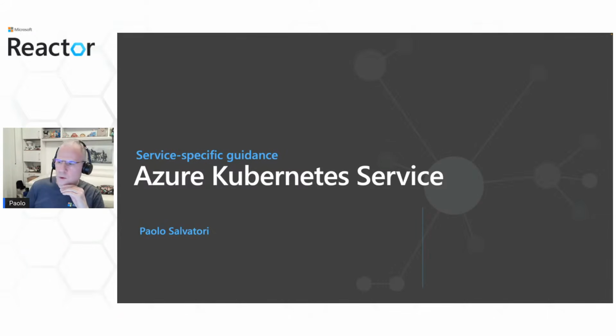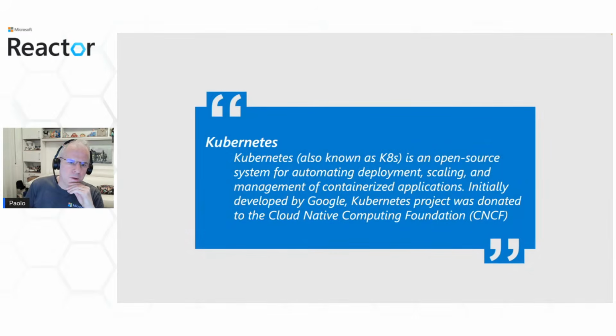By now, everyone should know what it is. Can you go to the next slide, please? So everyone knows what Kubernetes is today. Kubernetes is a very successful system for hosting applications. It is extensively used by customers. So what is Kubernetes? Kubernetes is an open source orchestrator for automating deployment, scaling, and management and monitoring of containerized applications. Initially it was developed by Google as a project, then it was donated to the Cloud Native Computing Foundation.